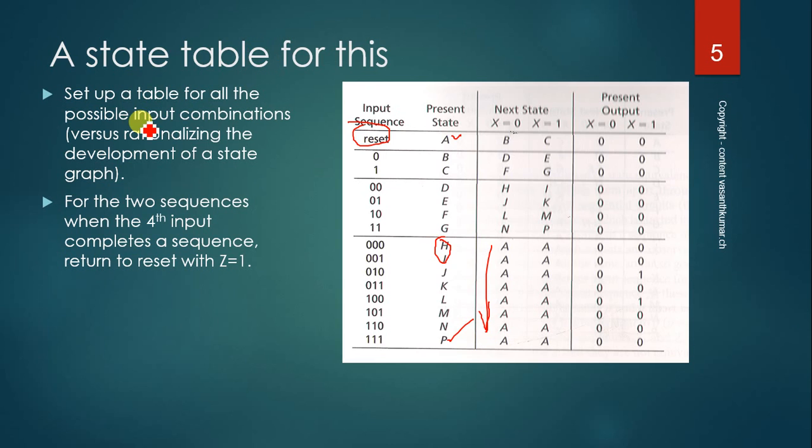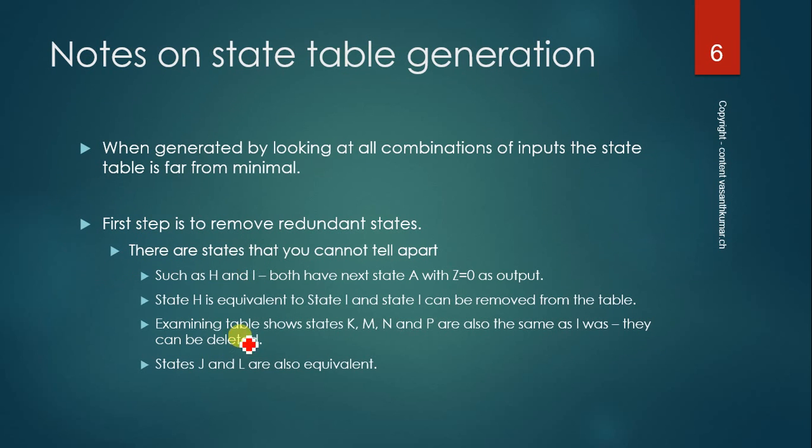Okay, so for example, this table has been made in this format for two sequences. When the fourth input completes, a sequence should return, reset to z. Okay, reset with z equal to 1, right? This is the logic. Now the first thing is how to start with this.